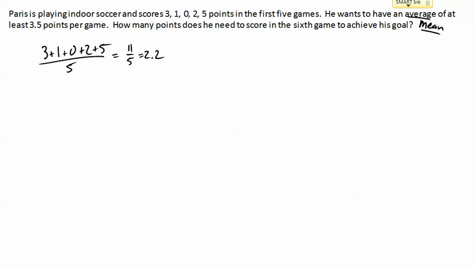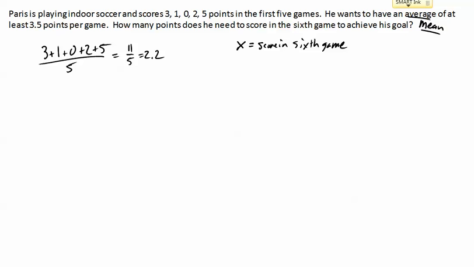So what we're finding is how many points he needs to score in the 6th game, so that's our variable, right? Anytime we don't know what something is, we just say it's x, because then I can do whatever I want with it. So I say x equals score in 6th game.